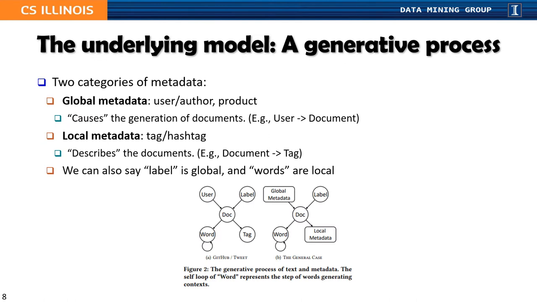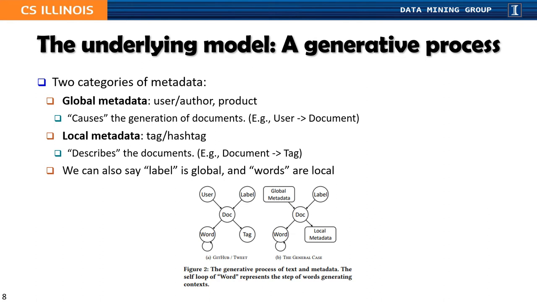The underlying model of our framework is a generative process, shown in this figure. We can see two concepts here, global metadata and local metadata. Let me start by explaining these two concepts. In most cases, topic indicative metadata can be divided into two major categories according to their relationships with documents. The first one is global metadata, which causes the generation of documents. The semantics of a document is based on the semantics of its global metadata.